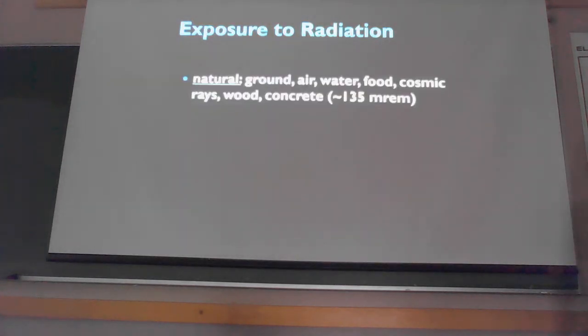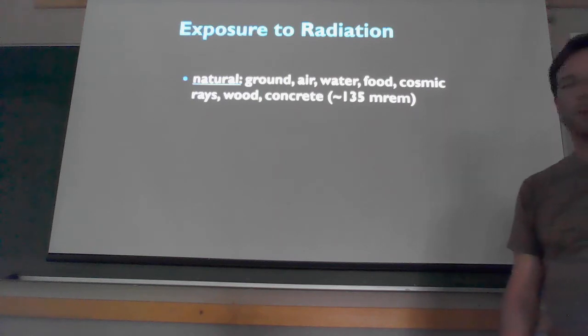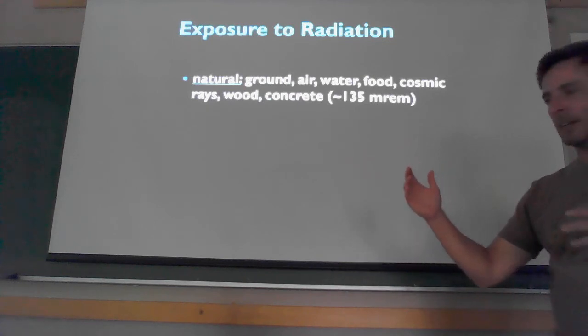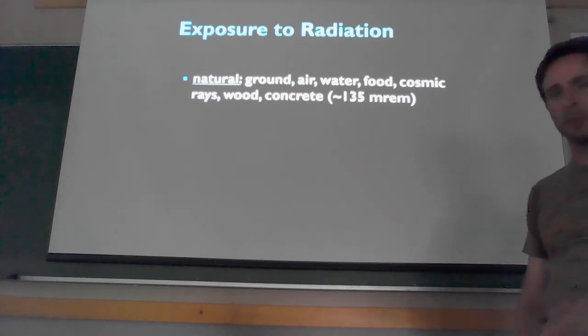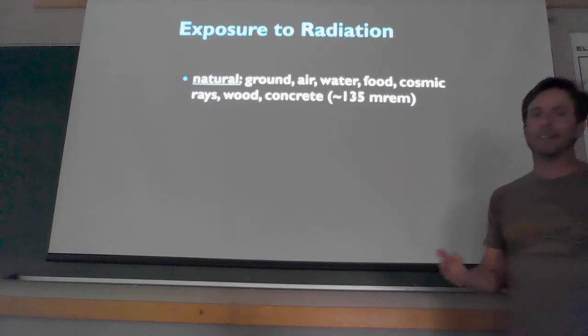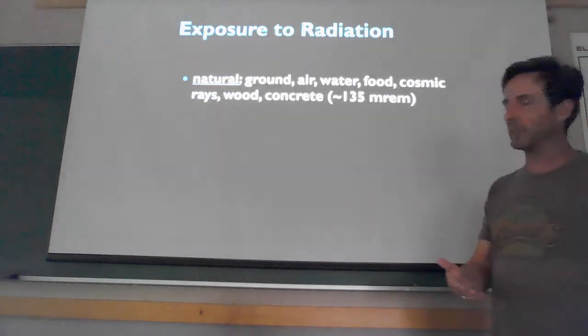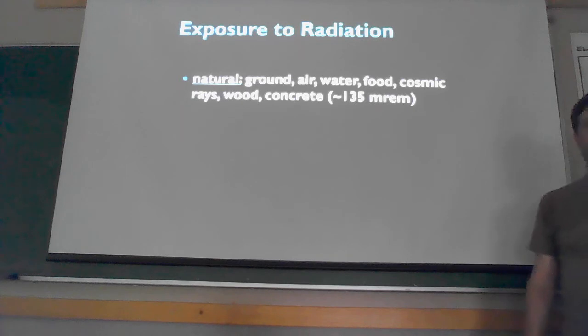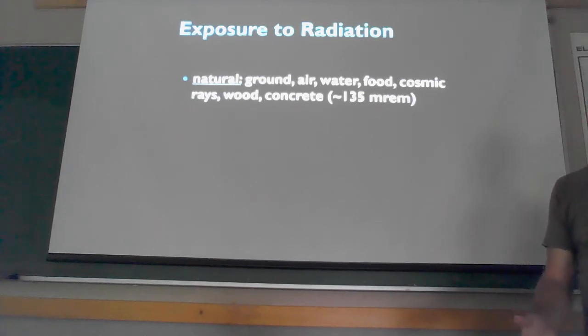So, on a daily basis, the amount of radiation that we are exposed to, there are radioactive isotopes all around us. I mean, in the air, in countertops, in computers, in rocks. There are radioactive isotopes everywhere. On a daily basis, the average person is exposed to about 135 millirems of radiation. That's a pretty small amount. It does vary pretty widely based on where you live. Some areas have higher concentrations of radioactive isotopes than others.